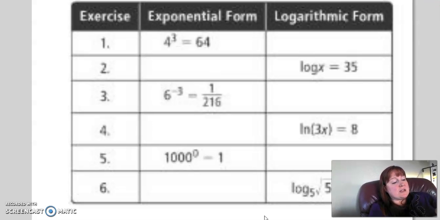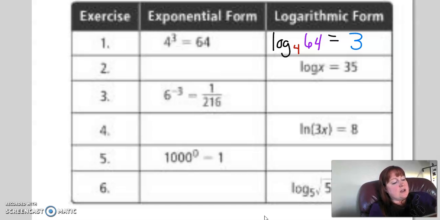So we're switching from exponential to log, so we have log, and the base is 4, of the argument, which is 64, equals the exponent. So log base 4 of 64 equals 3. That's how we read that.